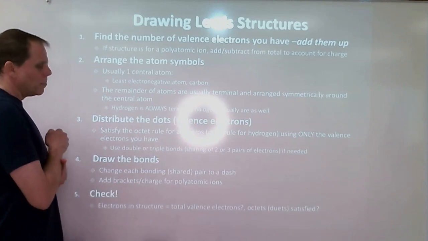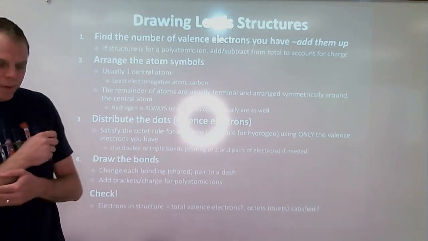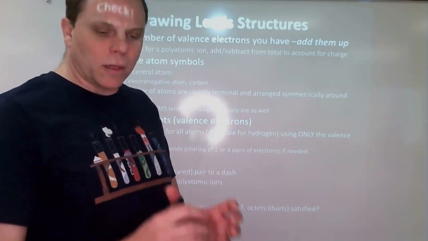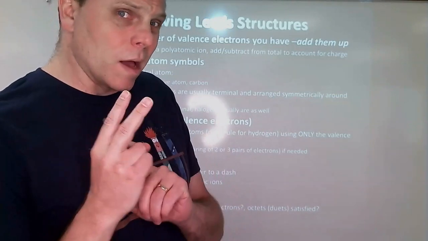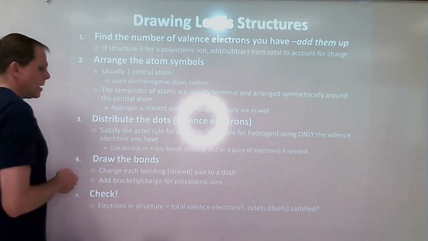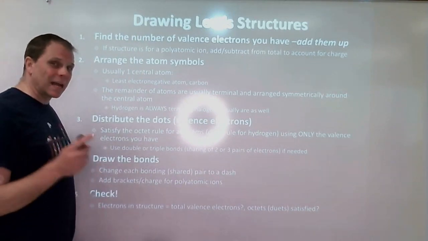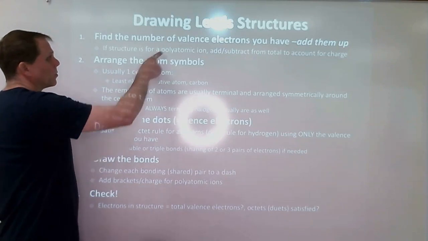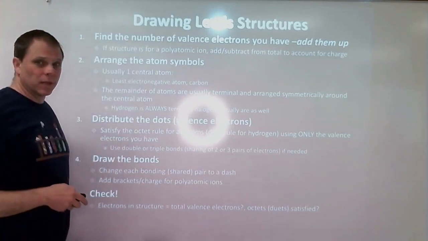And then check. Make sure that all of your elements are happy. Make sure that you've got octets for everything that wants octets. Make sure that you've got 2 for all the hydrogens, okay? Make sure everything's happy and that you've used the exact number of total electrons that you started with when you had to find that first number of electrons.